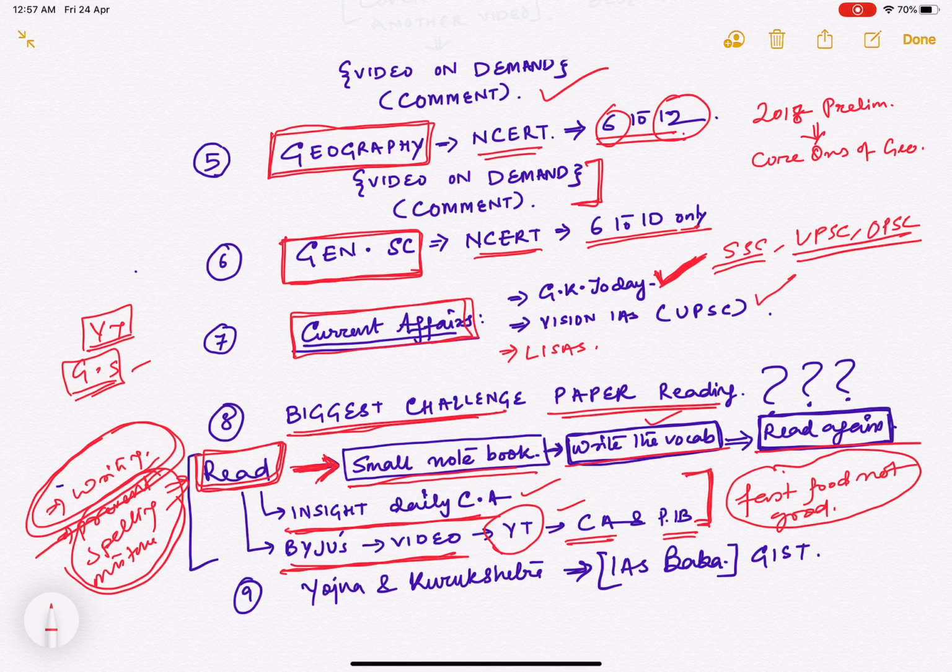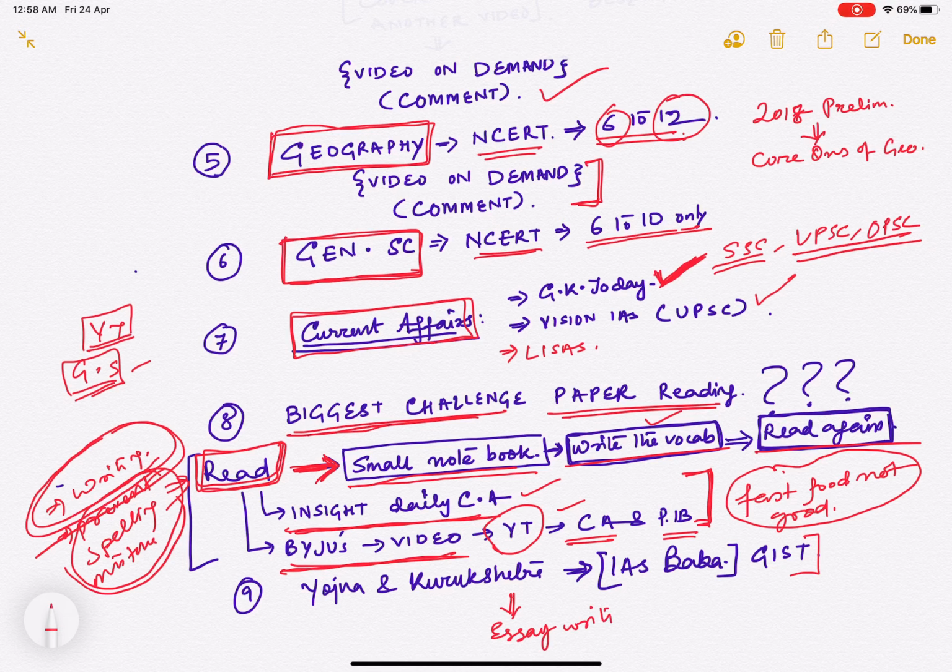Now next, we also have Yojana and Kurukshetra. Now, if someone says, yes sir, are Yojana and Kurukshetra necessary for OPSC? I would say, nah, not so necessary. But if you're going for UPSC, it is necessary. But still, Yojana and Kurukshetra can help you in the process of your essay writing.